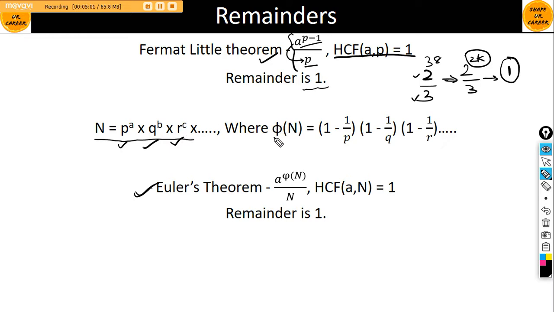In that case, we have to calculate the value of phi n. So phi n basically means the number of numbers which are less than n and are co-prime to n. It is equivalent to (1 minus 1 by p) into (1 minus 1 by q) into (1 minus 1 by r), likewise product in the very same form, finally multiplied with n.